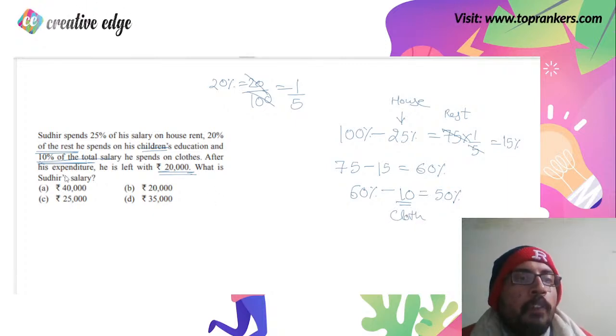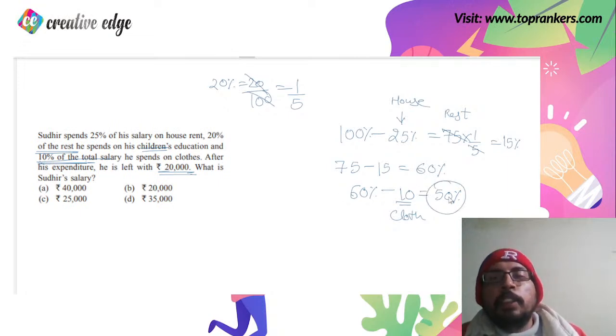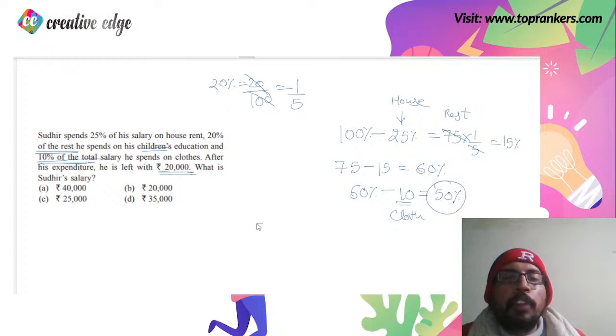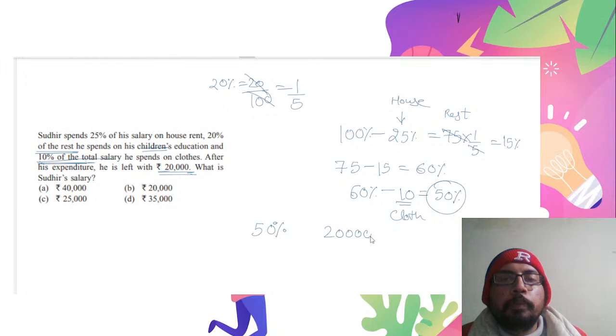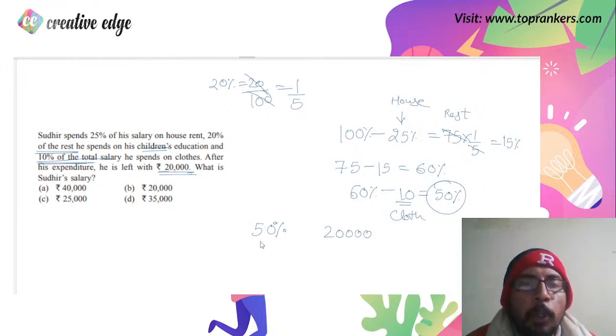You have to find, after his expenditure, he is left with 20,000. That means this 50% he is left with. So can I say that this 50% and this 20,000 are the same thing, because 50% he is left with, 20,000 he is left with. So these are the same thing.